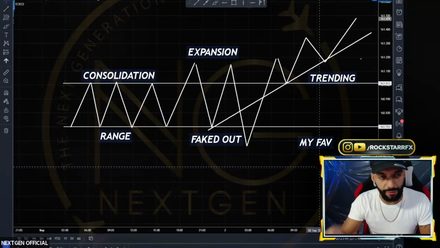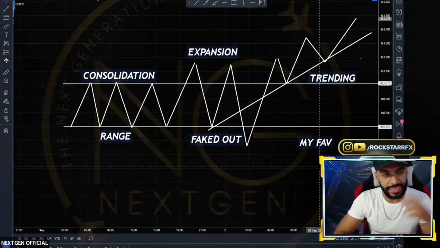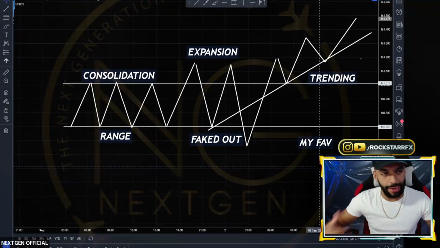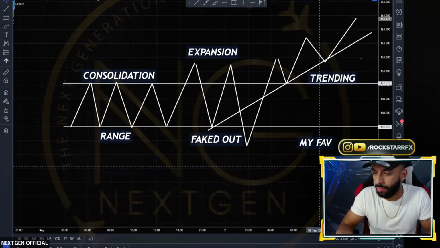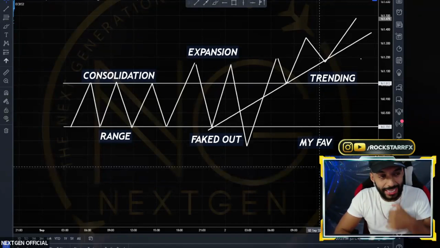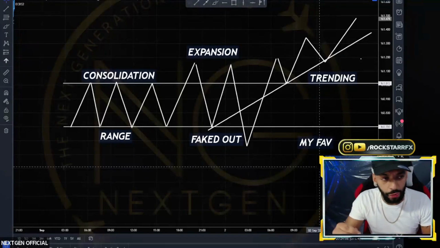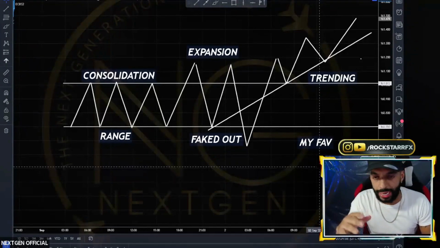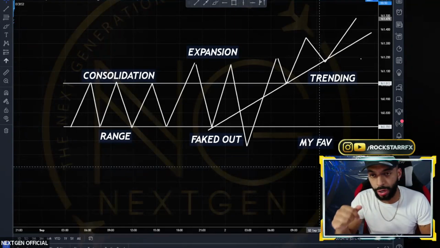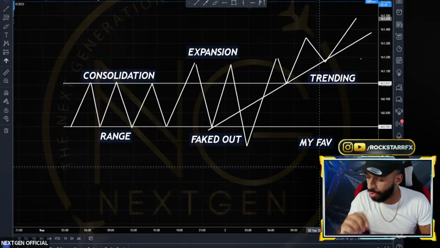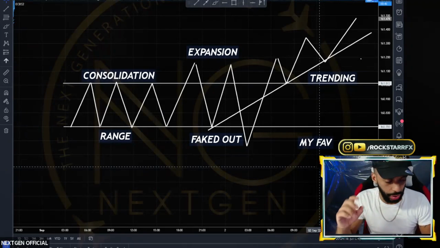But how I determine those position times in terms of my expiration and how long I'm in it is obviously based on my confirmation, but most importantly, the type of market that we're in and the session that I am trading. So for example, on a consolidated market, where you're trading the range up and down, you might want to go for some longer expirations. Now, why would you want to go for a longer expiration on a consolidated market?